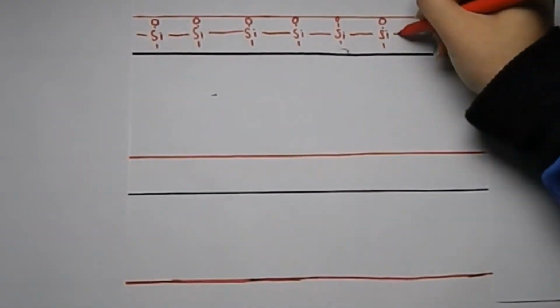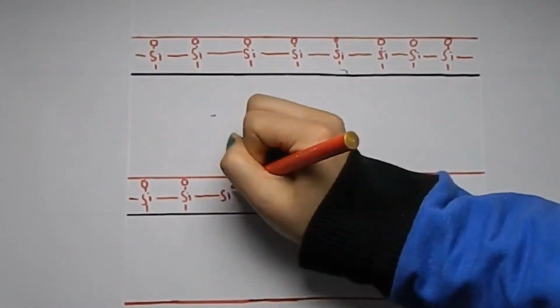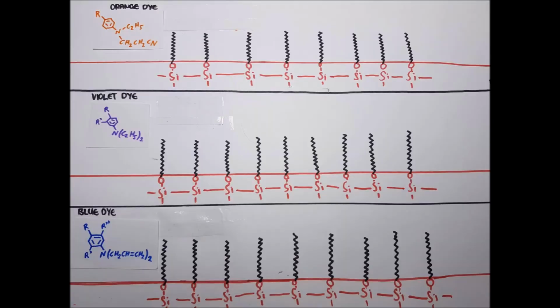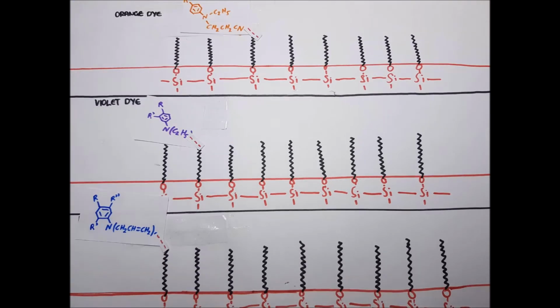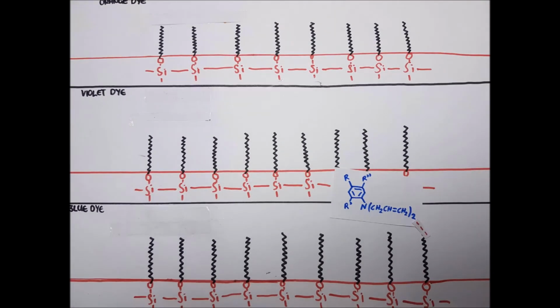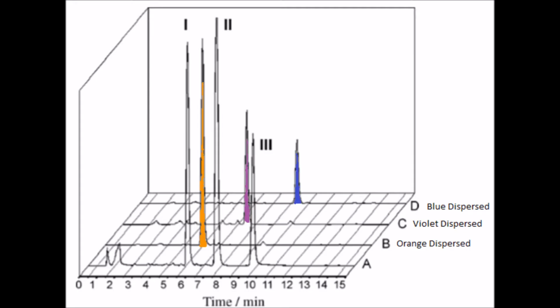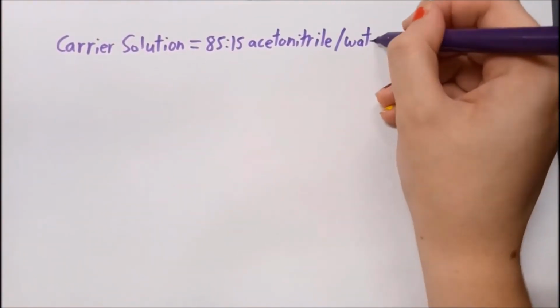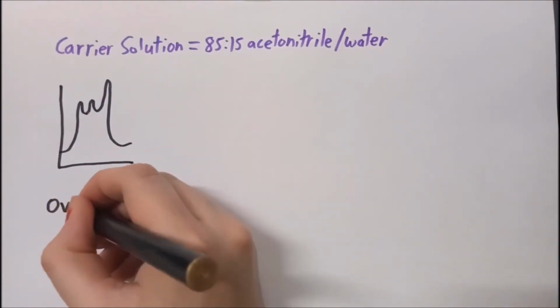Each of the dyes in the sample interacted with the stationary phase at varying strengths based on their structure, as some of the dyes are more nonpolar than others. These nonpolar sites on each molecule resulted in the adsorption to the stationary phase, forming partial bonds to slow elution time and retaining each analyte respectively. The order of elution of the analytes was orange dye, violet, and blue dye. The carrier solution used was 85 acetonitrile to 15 water.